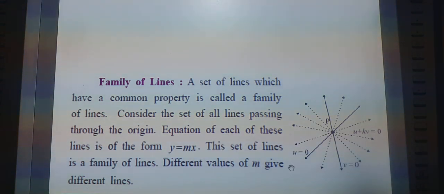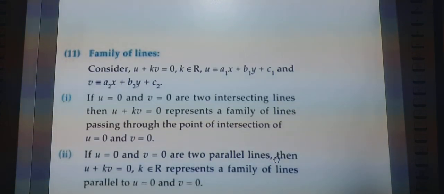Different values of m give different lines. That means when we substitute value of m equals to 1, we get y equals to x. When we substitute m equals to 2, we get y equals to 2x. That means all the lines pass through the origin, but their equations are different.